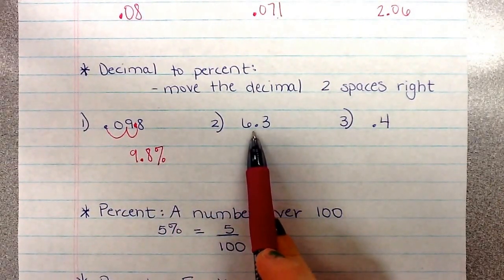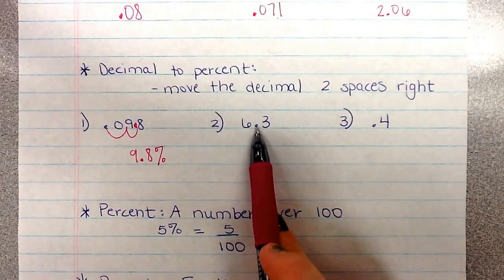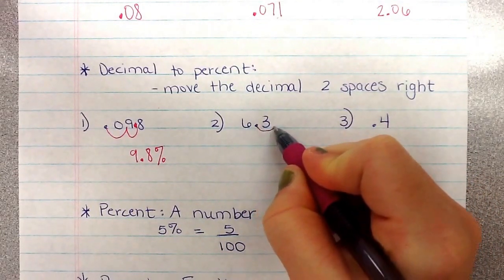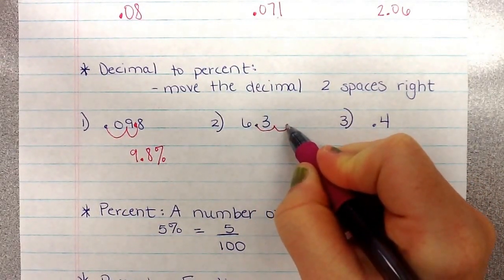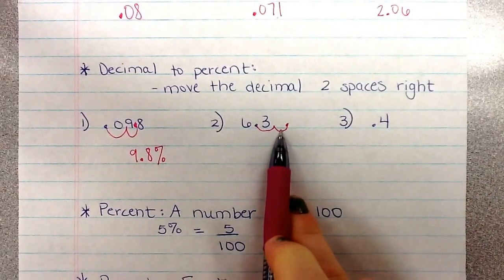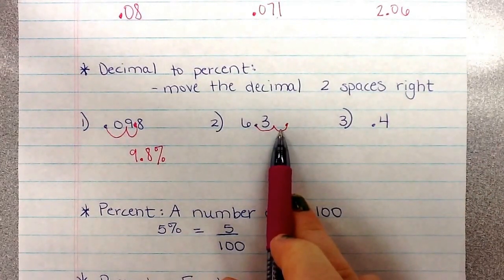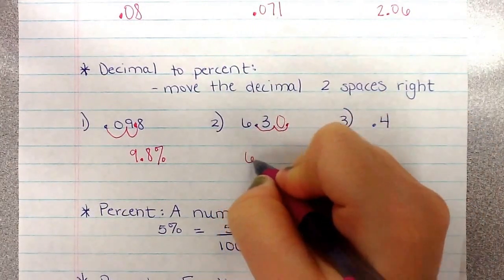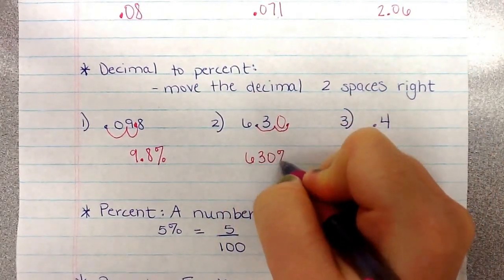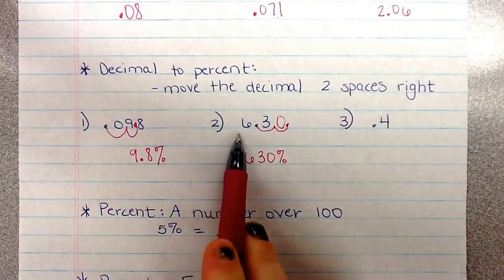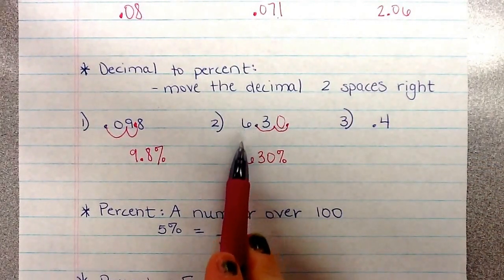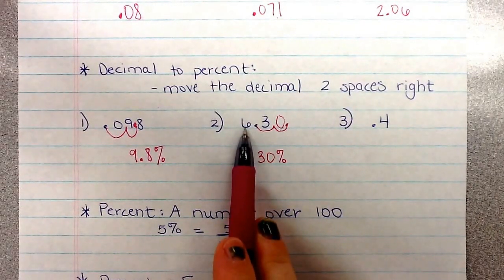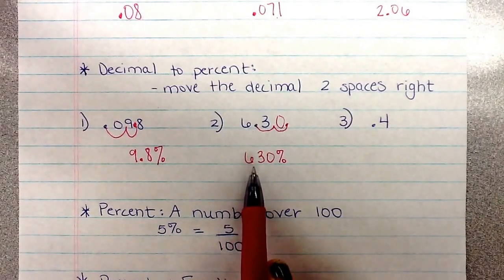What about 6.3? What should you do first? Move that decimal 2 to the right. Again, we have an opening, so I should fill this with a 0. 630%. If we have a whole number out front, we know that is always going to be over 100%. Okay? I have over 1 whole, so I have 630%.